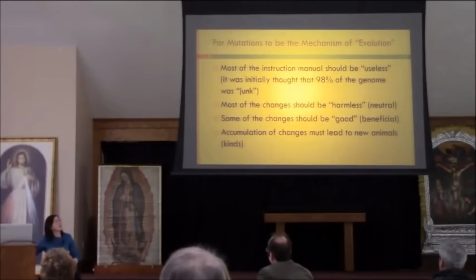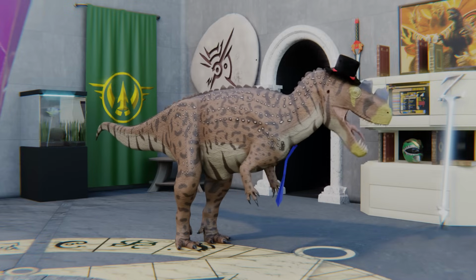So 4 things have to be true. Most of the information has to be useless. Most of the mutations have to be harmless. Some of them have to be good, and the accumulation has to lead to new kinds. Well, that was mostly nonsense.